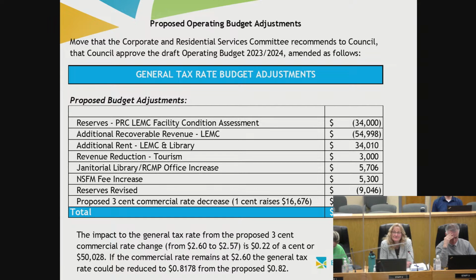I guess I look at it a little differently. $50,000 being put on the general tax rate, I believe you said it would be pennies, I guess, on each assessment, would it not? Roughly. So what we're proposing here, the general tax rate would stay at the reduction of 3 cents, and we're pulling in money from reserves, and there are adjustments there. So this is what we're proposing if you wanted to reduce the commercial rate. Otherwise, if we left the commercial rate the same, you could slightly reduce the general tax rate with this model.